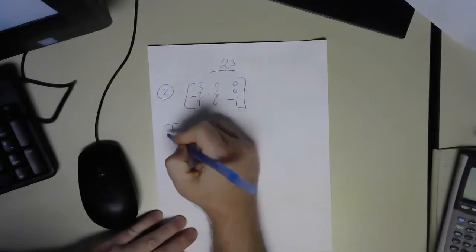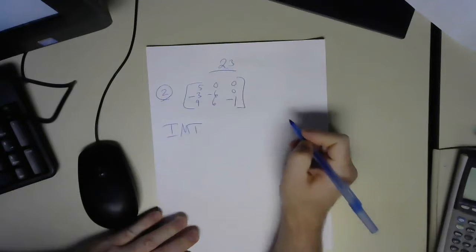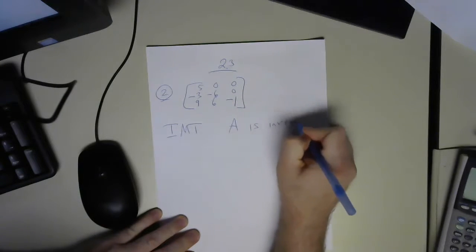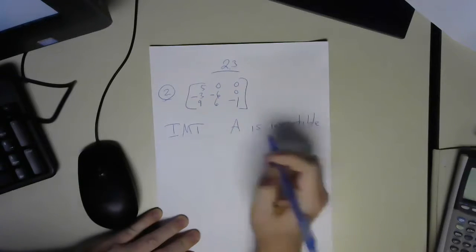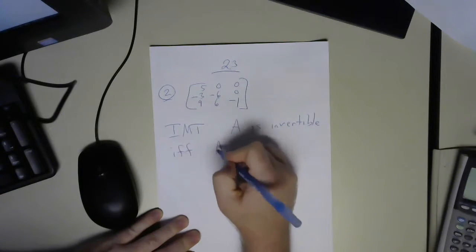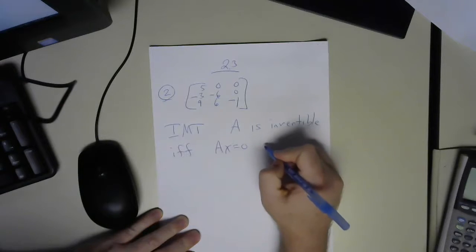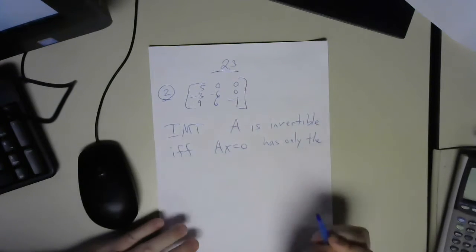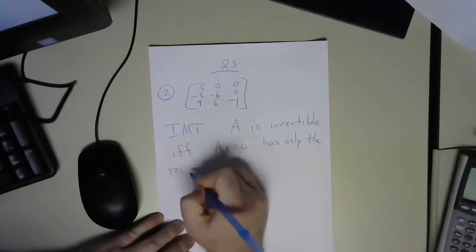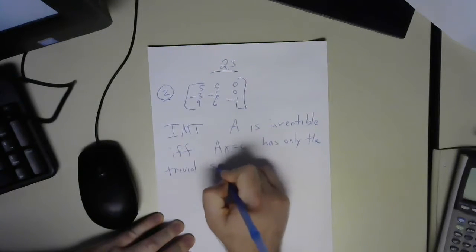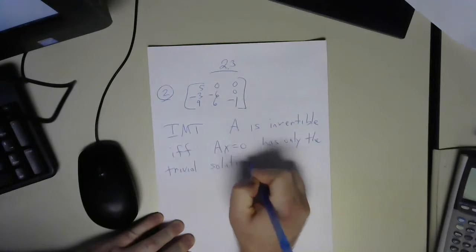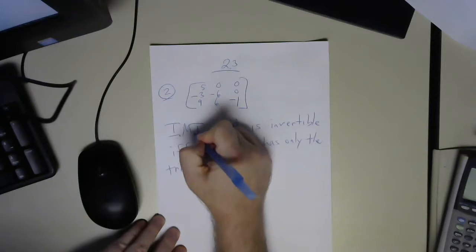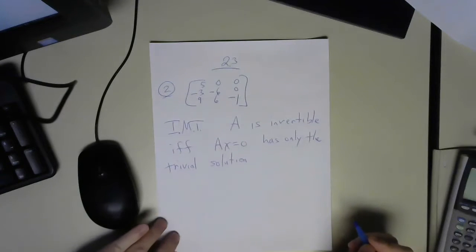And remember, the inverse matrix theorem says that A is invertible if and only if Ax equals 0 has only the trivial solution. But there are actually different variations of that theorem. And another variation of that theorem says that A is invertible if and only if A transpose is invertible.